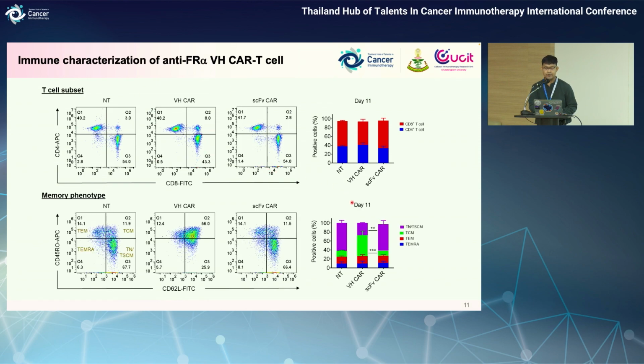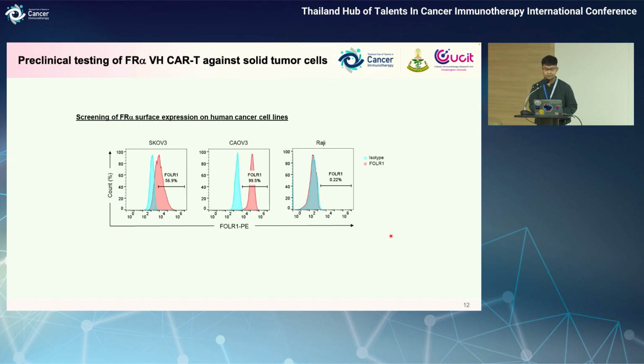VH CAR T cells have a higher number of central memory T cells, but scFv CAR shows a higher number of naive stem-like memory T cells.